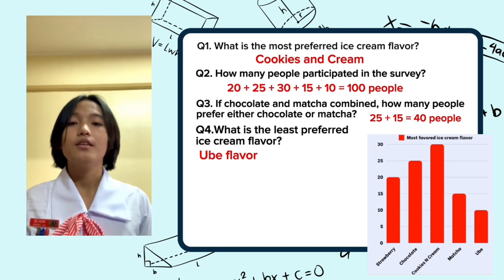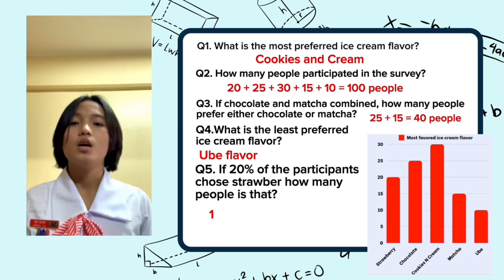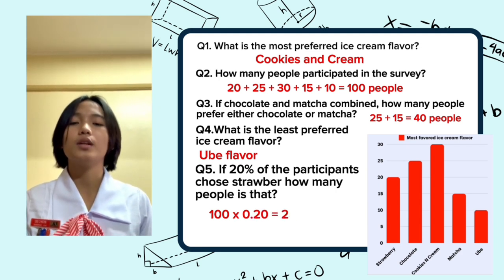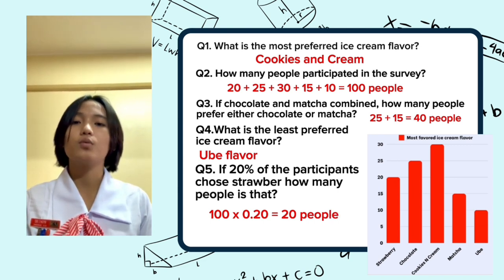For question number 5, if 20% of the participants chose strawberry, how many people are there? For this question, all we have to do is identify the total number of participants, which is 100 people. Then multiply 20% in decimal form by the total number of people. Thus, if 20% of the total participants chose strawberry, there would be 20 people who would choose strawberry. It's easy, right?